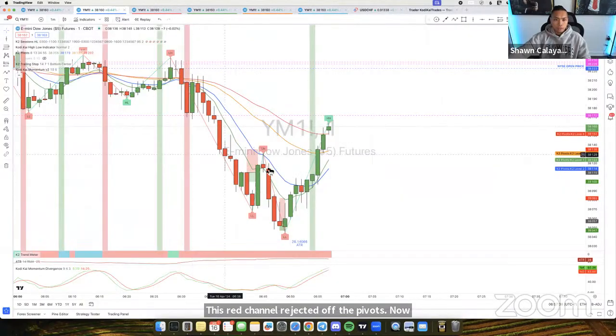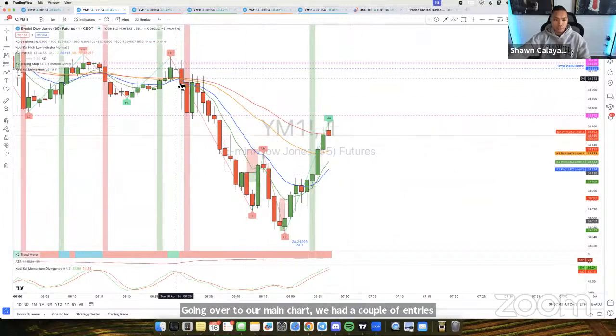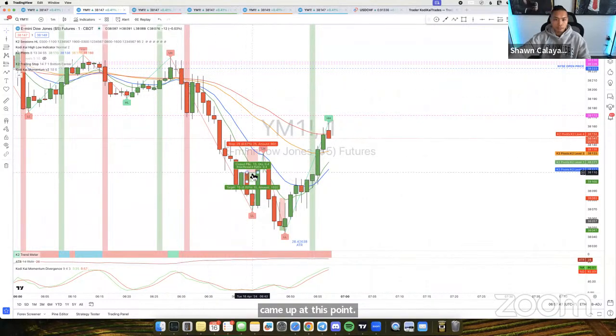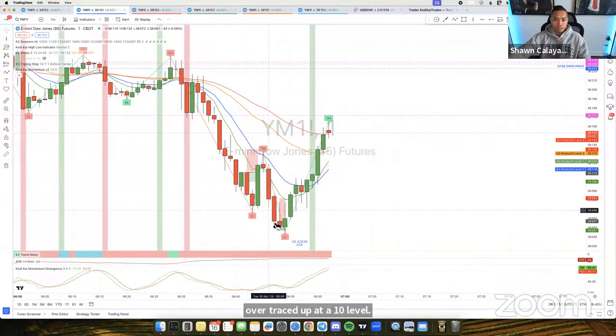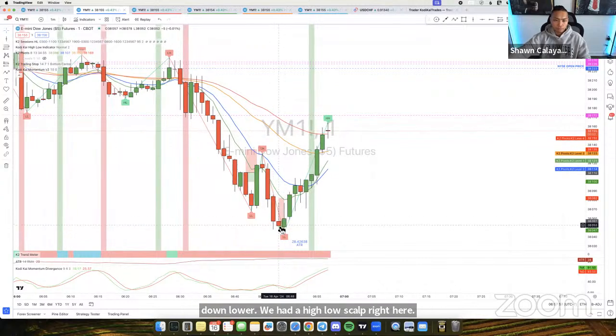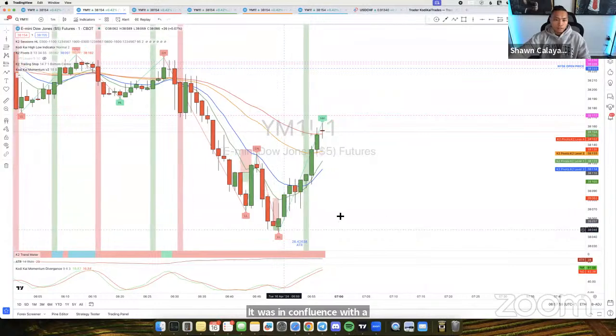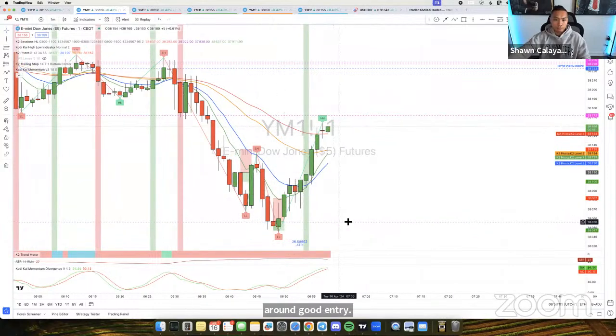Going over to our main chart, we had a couple entries come up here. We had a momentum pullback scalp that came up at this point. Price pushed down, this green candle retraced up at the 10 level. The entry happened right there, full TP. Price came back down lower. We had a high-low scalp right here. It was in confluence with a divergence right here, the momentum divergence. And it just looked like an all-around good entry. So this right here was a high-low scalp, full TP on this one as well.